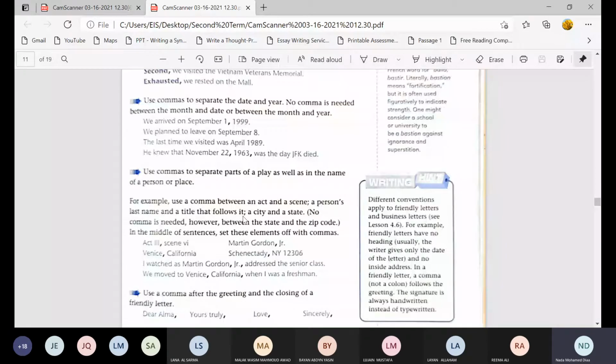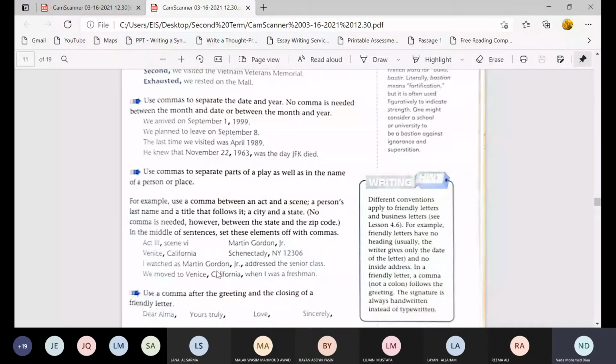A city and a state. So when I want to say something and another thing, we add the comma, like Venice, comma, California, a city and a state. However, between the state and the zip code, there should be no comma. Cincinnati, New York, 12306. This is the zip code. Okay. In the middle of a sentence, set these elements off with commas. We moved to Venice, comma, California, comma, when I was a freshman. So here, a comma between them.